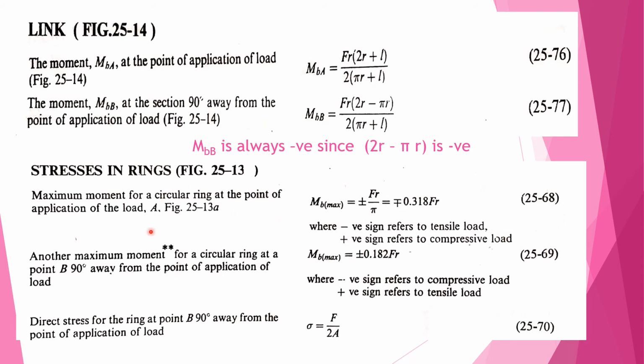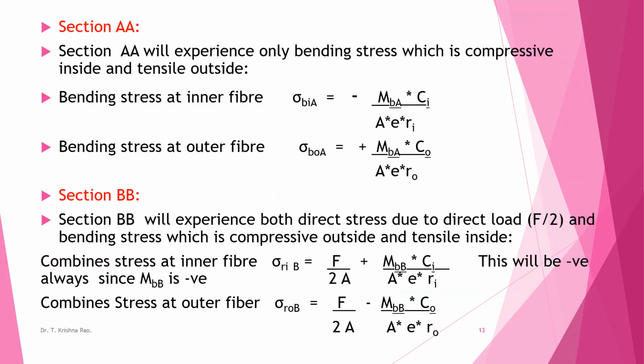These are valid for a ring, and these are valid for the link here; the equations are the same, whether L is there or L is not there. And please remember the direct stress at section BB, 90 degrees away from the load line, is F by 2A, because I was telling you that the direct load at section BB is F by 2 divided by A, which is the direct stress. So this is one major difference. The direct stress is F by 2A and the bending stresses are the same as earlier.